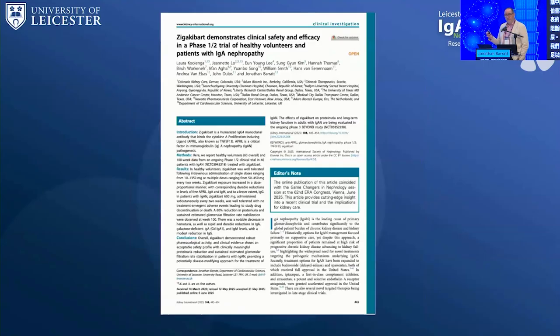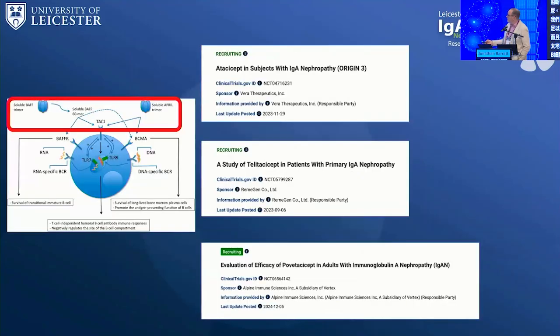We have phase 2 data for zigakibart, early phase data, no data from the phase 3 yet, but data showing that this approach can also reduce Gd-IgA1 and proteinuria. And then we have the agents that target BAFF and APRIL, atacicept, telitacicept, and povetacicept. The most advanced of these is atacicept.